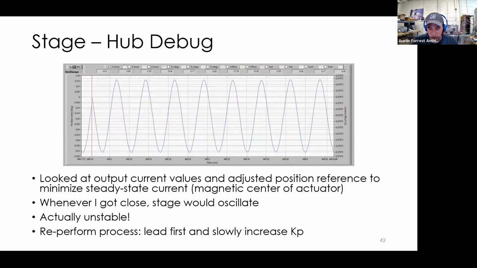Then actually it was Christian who gave me this advice. He said, try looking at the efforts that are being outputted from your controller, because the hub actuator has a magnetic center where you don't need a steady state force to keep it there. Because in the exact center, the bias fluxes are all equal through the air gaps. So in the precise center, you don't need a constant force to hold it in its position. So he said, try moving until you get to the magnetic center and see what's going on.